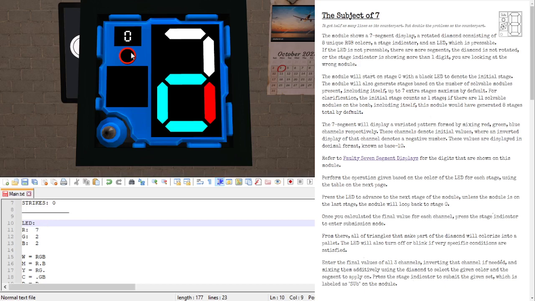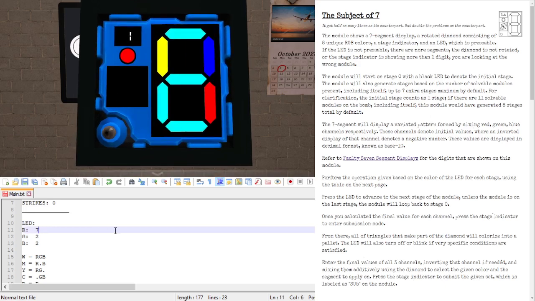Now to the next stage. So we press the LED and get to the next stage. Be careful about not pressing the display. If you press the display, then you'll get into the submission state, and you cannot get out of it. You would have to strike.